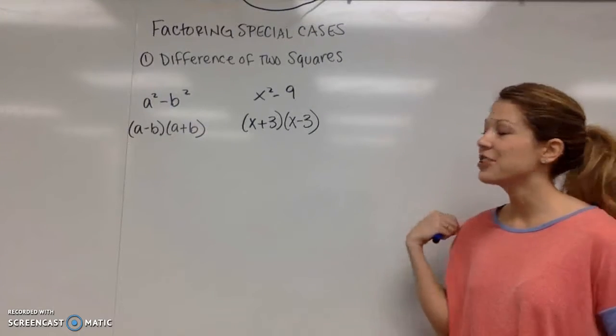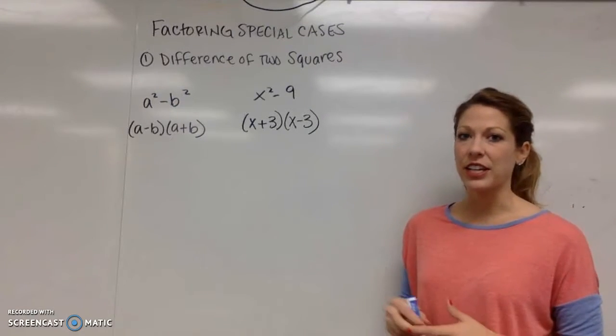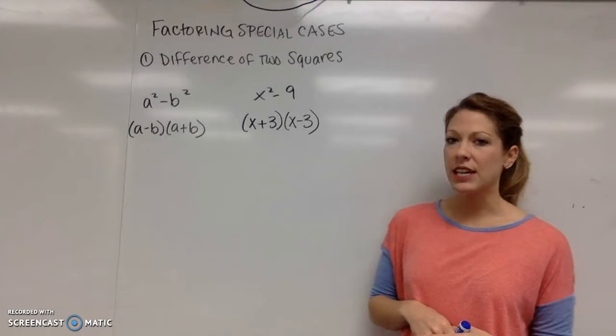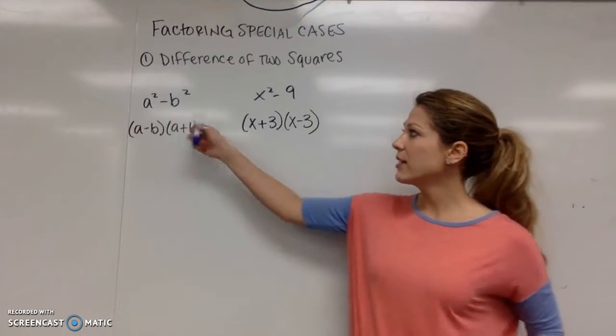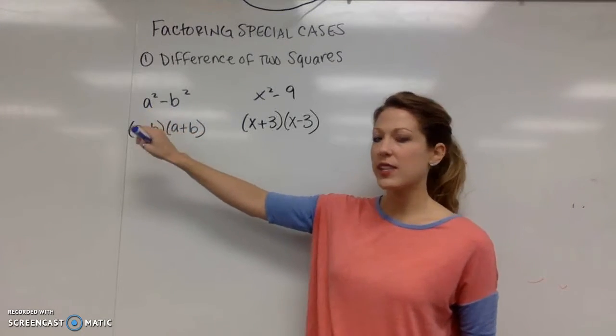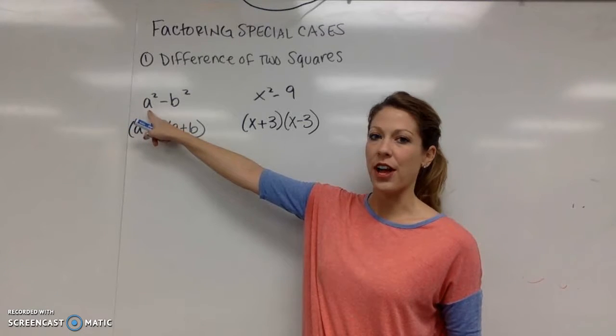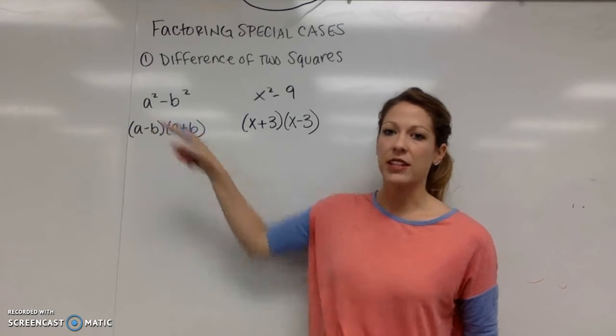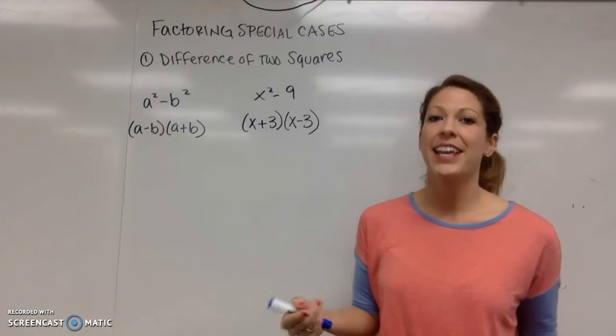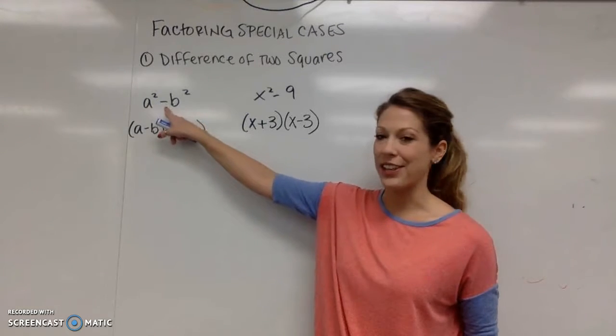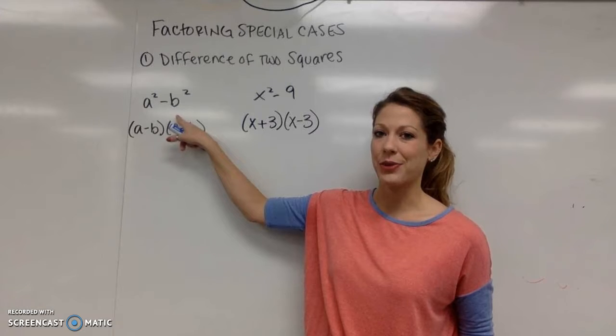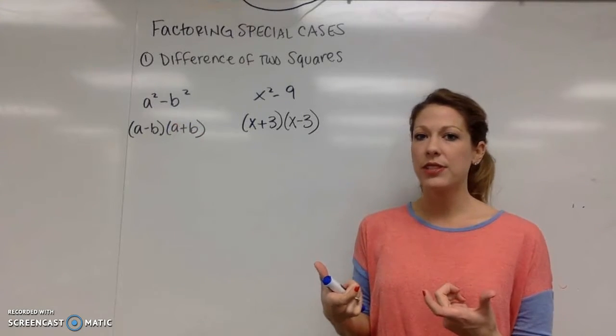All right, now we're going to look at two special cases of factoring. One is called the difference of two squares. So here's kind of our rule for the difference of two squares. If you have a perfect square in the front and a perfect square in the back and they're separated by a subtraction sign, that's when it's the difference of two perfect squares. And we'll always factor those the same way.